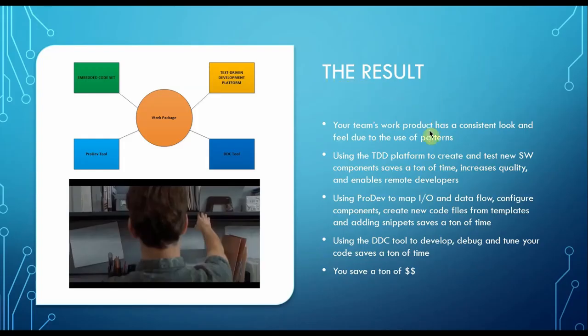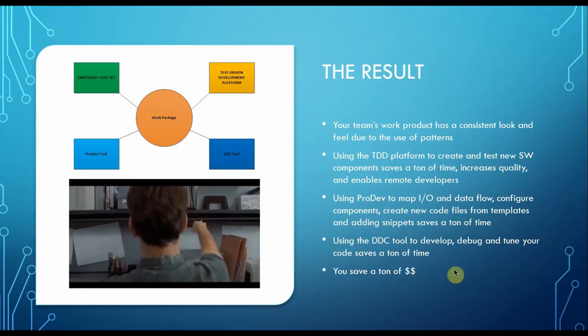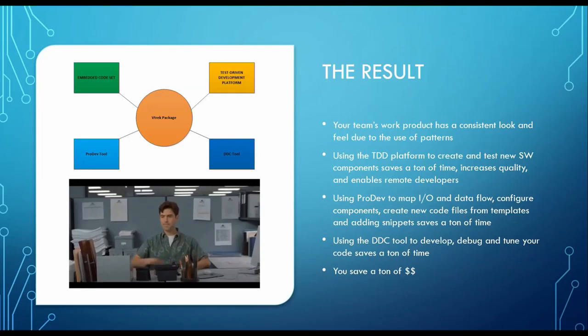So what's the result? Well, your team's work product has a consistent look and feel due to the use of patterns. Using the TDD platform to create and test new software components saves time, increases quality, and enables remote developers. Using Prodav to map I/O and data flow, configure components, create new code files from templates, and adding snippets saves a ton of time. Using the DDC tool to develop, debug, and tune your code saves a ton of time as well. And you save a ton of development costs.